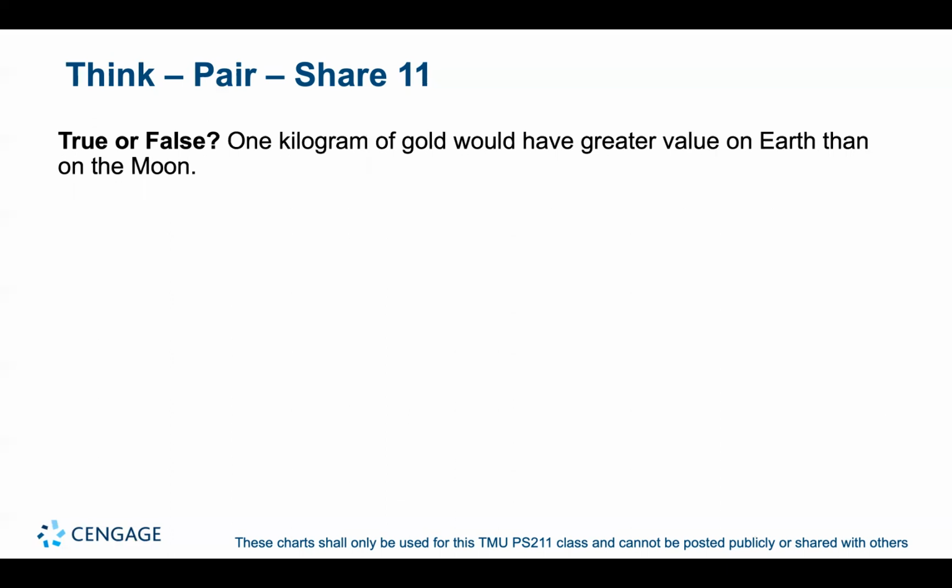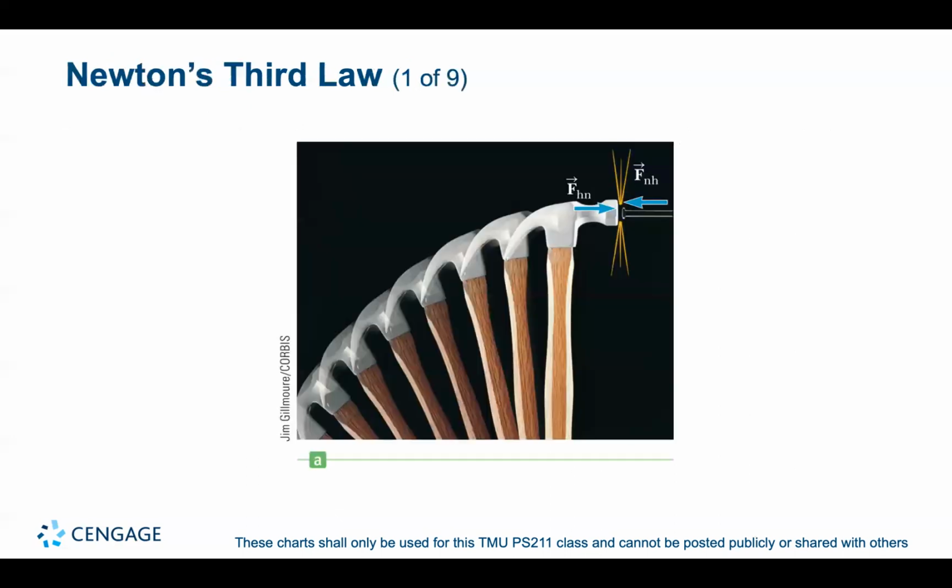True or false? 1 kilogram of gold would have greater value on Earth than on the moon. False. The mass of an object is independent of the local acceleration of gravity. Thus, 1 kilogram of gold contains the same amount of gold on the moon as it does on the Earth. We're talking about mass versus weight. Weight is dependent on the gravity.